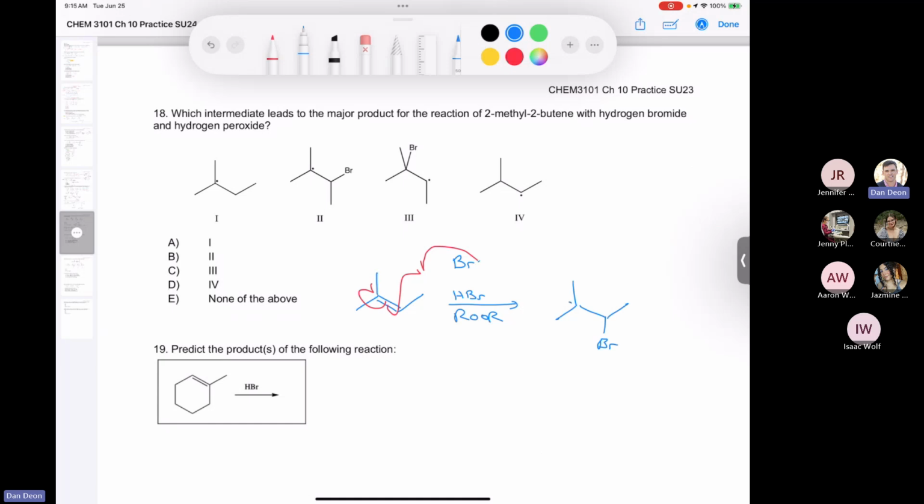Is that one of the answers? Yes, it's number 2. So there we have it. That is the intermediate that's formed along the way.